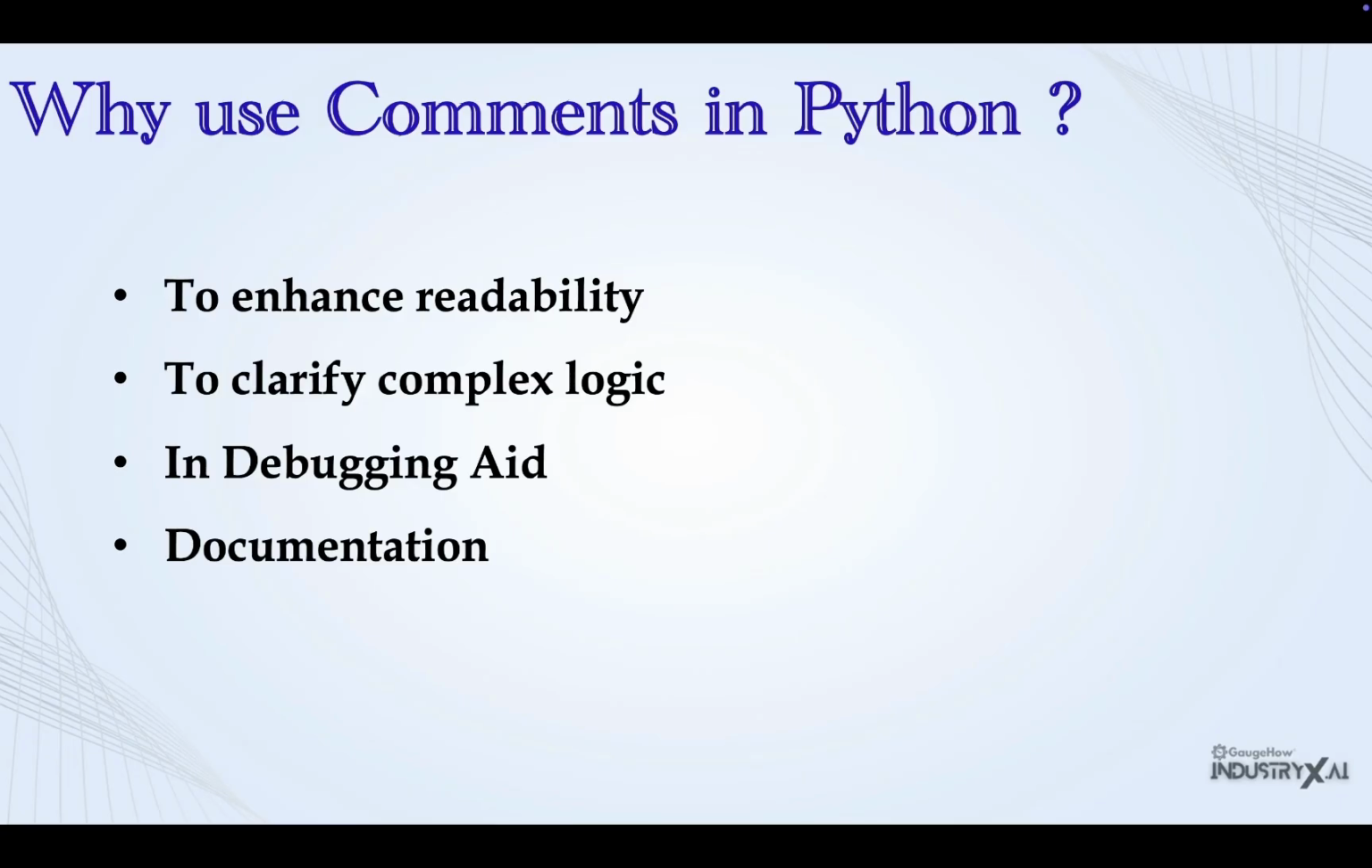That means you can temporarily disable parts of the code during debugging, and you can specifically select a portion of the code that you want to check. And the last one is documentation. You can provide details about the code's functionality, inputs, outputs, and limitations. I hope you got the idea of how to use Python comments and what the importance of comments in Python is.